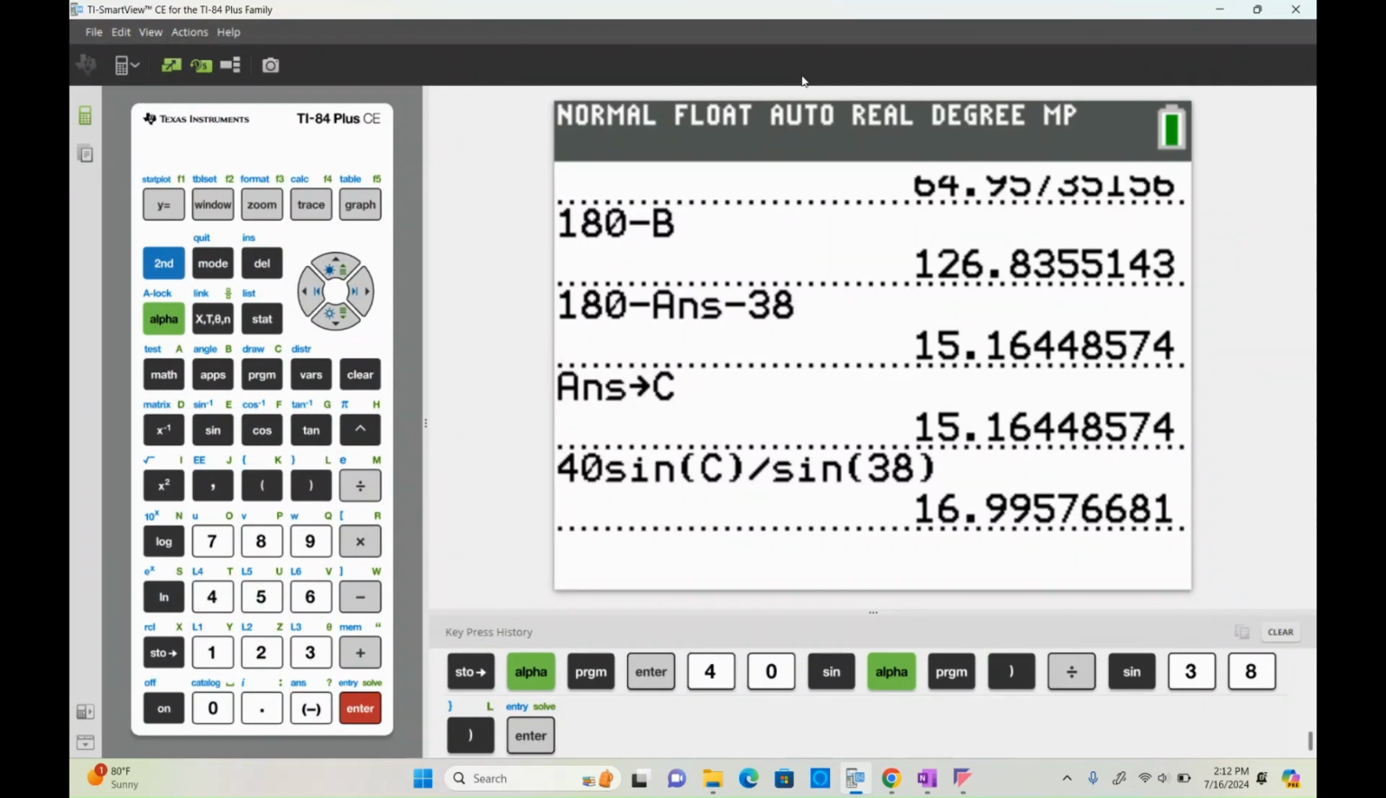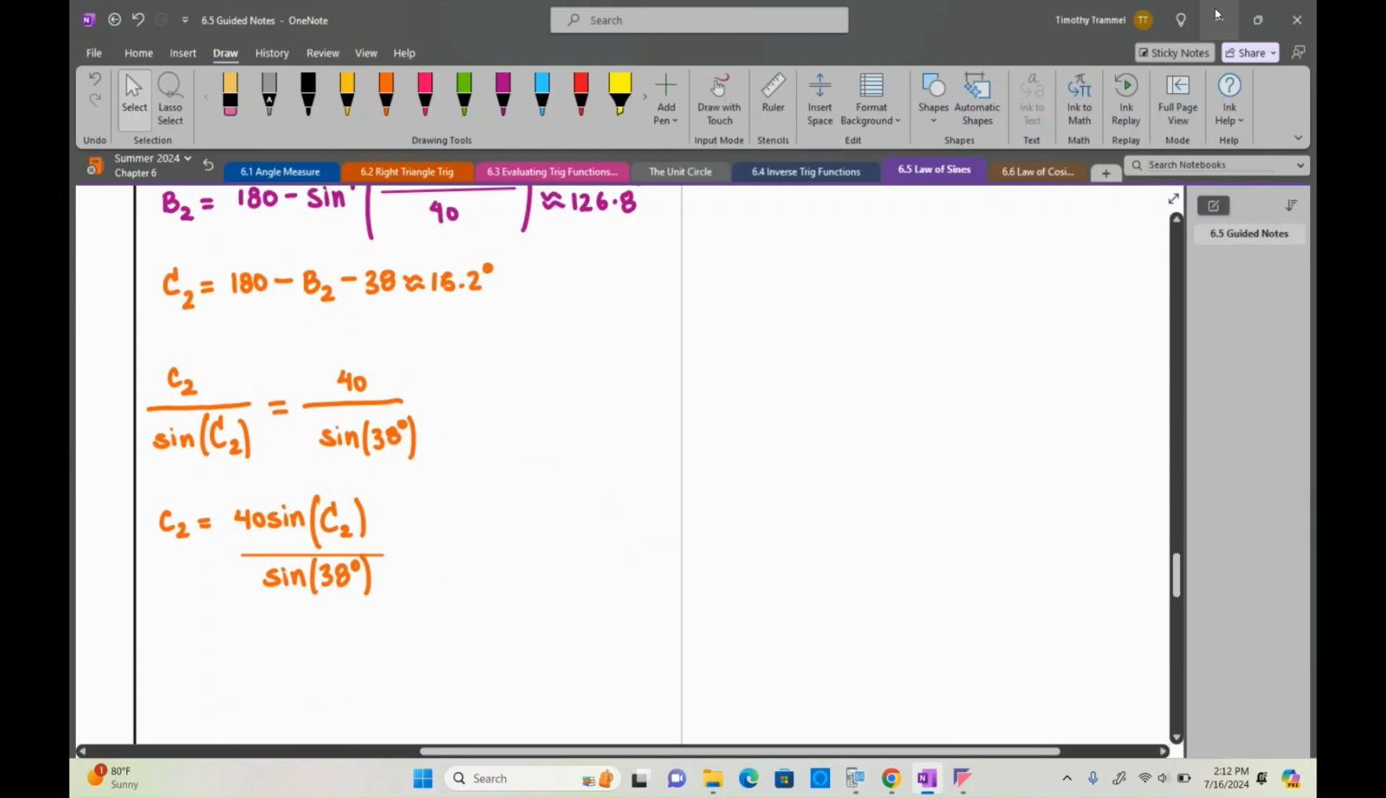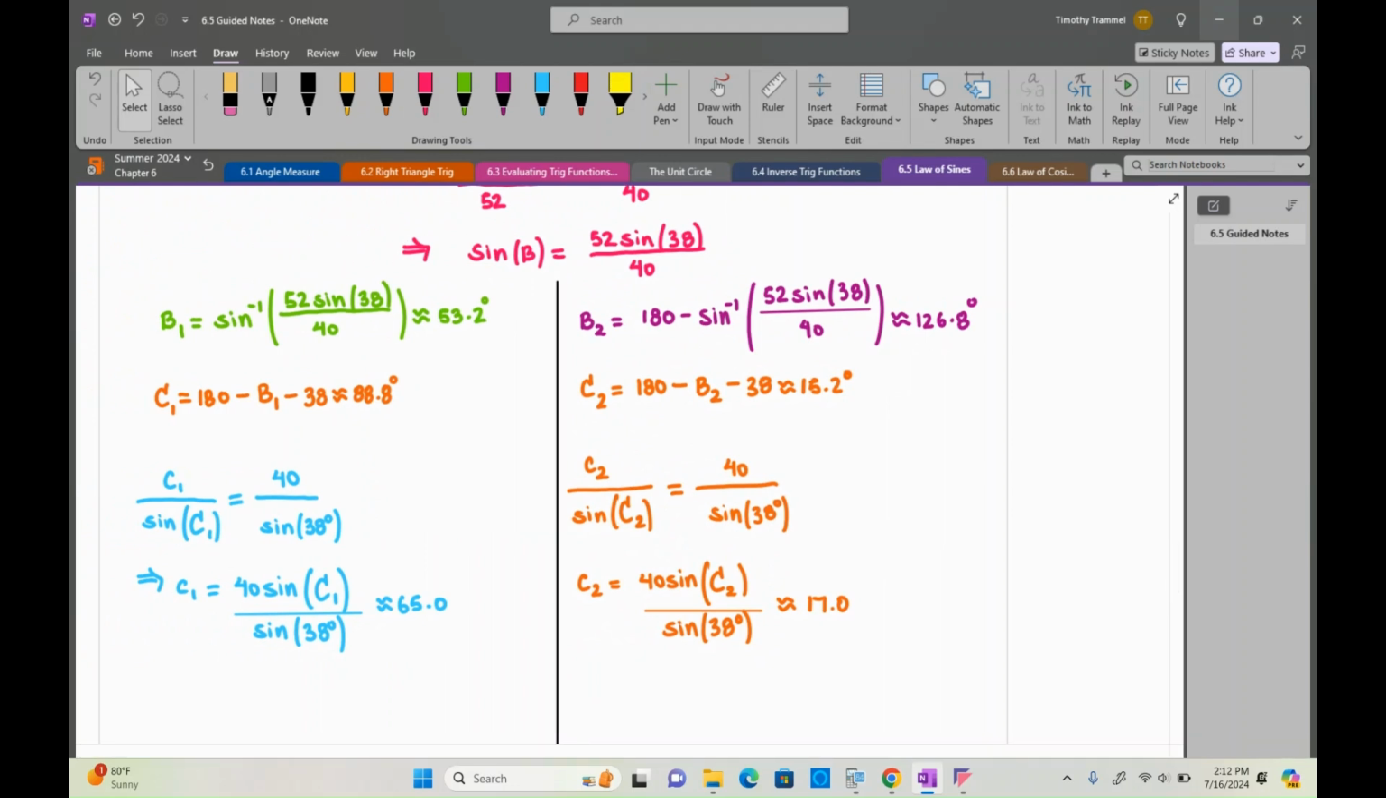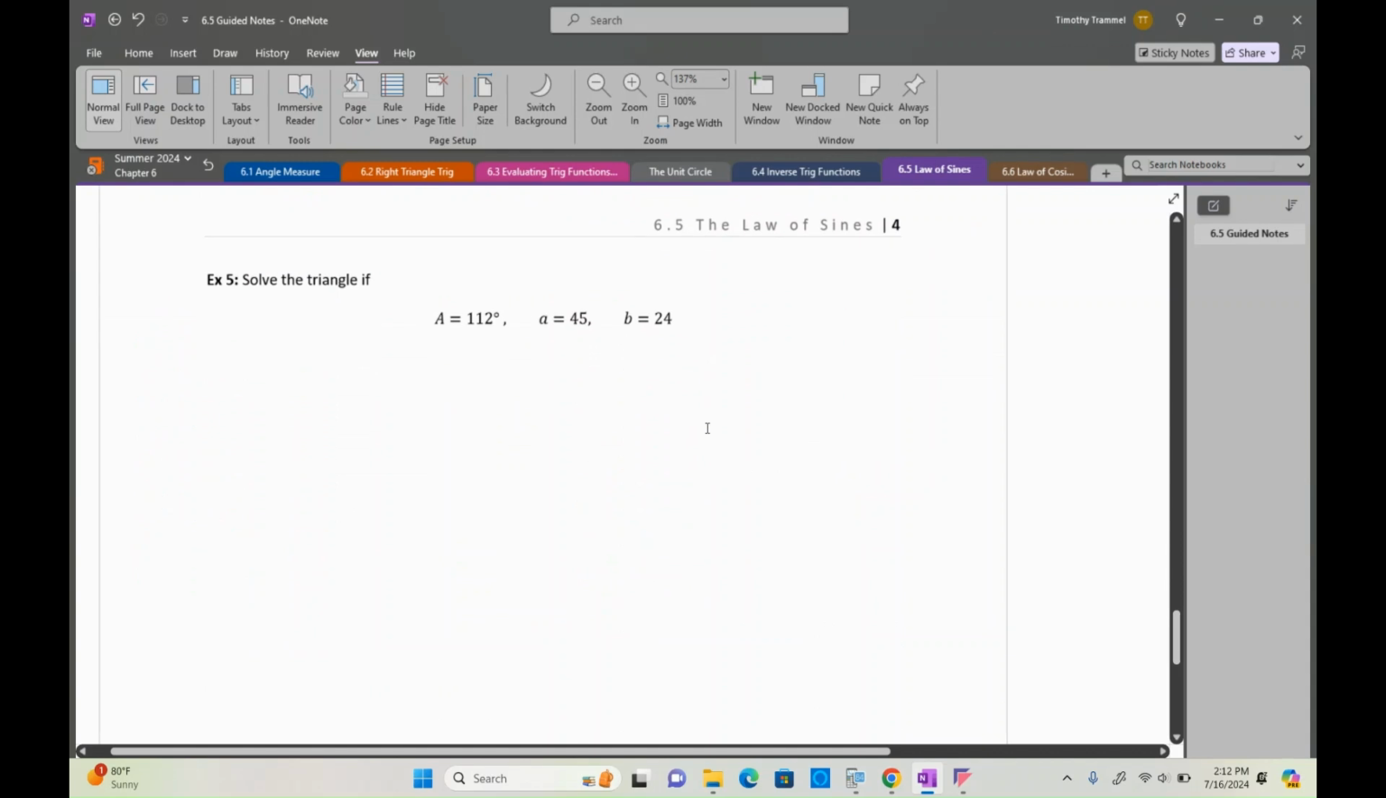And so we're getting, if we round this to the nearest tenth or the first decimal place, this will actually round up to 17.0. There we go. All right, so these are our two possibilities here. This is truly ambiguous. We do not know which of the two triangles we're working with. All right, so let's go ahead and scoot down and look at another one.